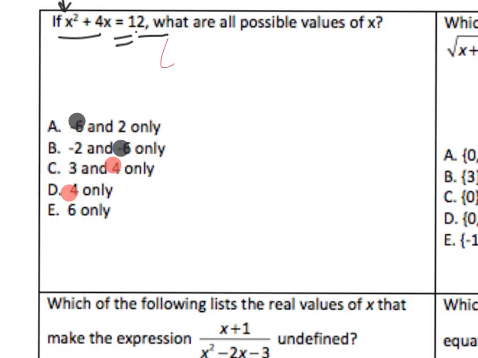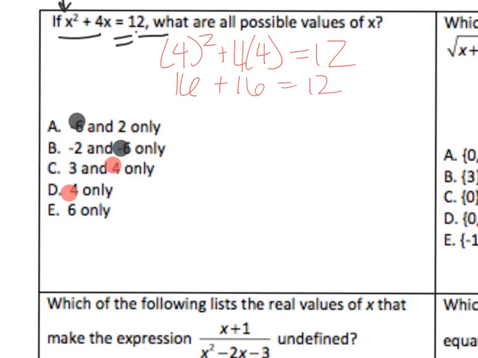So I'm going to say 4 squared plus 4 times 4 equals 12. Just plugging in this number for x. So I get 16 plus 16 equals 12. Well, I know 16 plus 16 does not equal 12. That means 4 is not a solution. So I'm going to cross off C and D. Okay, 4 is not a solution. That means I don't even have to test 3 because the other number that's in C doesn't work.